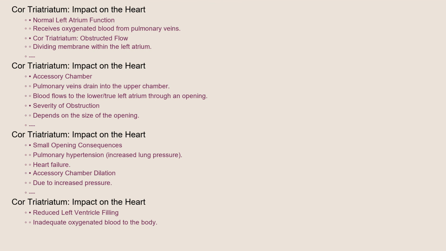Now let's understand how Triatriatum impacts the heart. Imagine the left atrium normally receiving oxygen-rich blood from the lungs via the pulmonary veins. In Triatriatum, a dividing membrane obstructs this flow. The pulmonary veins drain into the accessory, or upper chamber, and blood must then pass through an opening in the membrane to reach the true, lower left atrium and subsequently the mitral valve. The severity of the obstruction depends on the size of this opening.